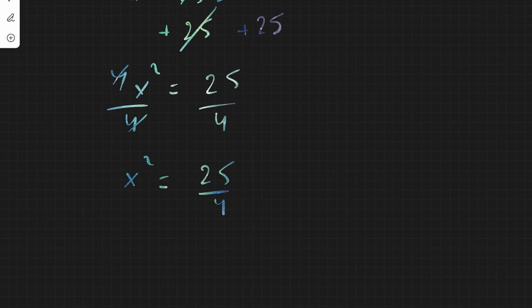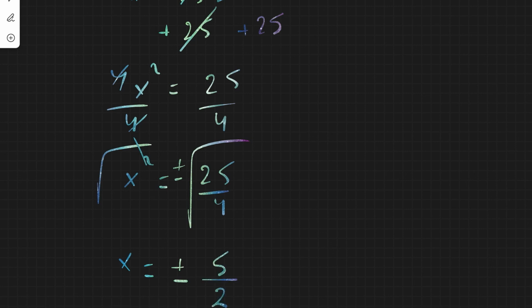The opposite of the power 2 is the square root with plus or minus. So x is equal to plus or minus the square root of 25, which is 5, divided by the square root of 4, which is 2.